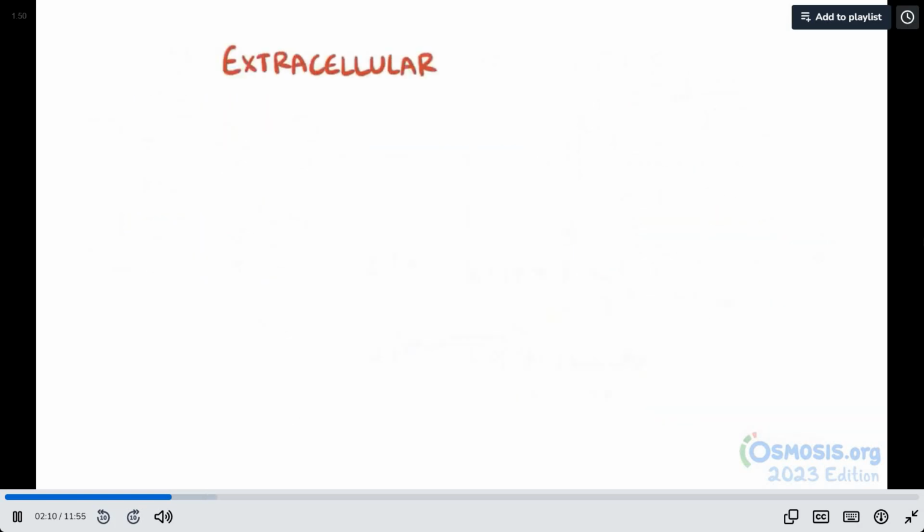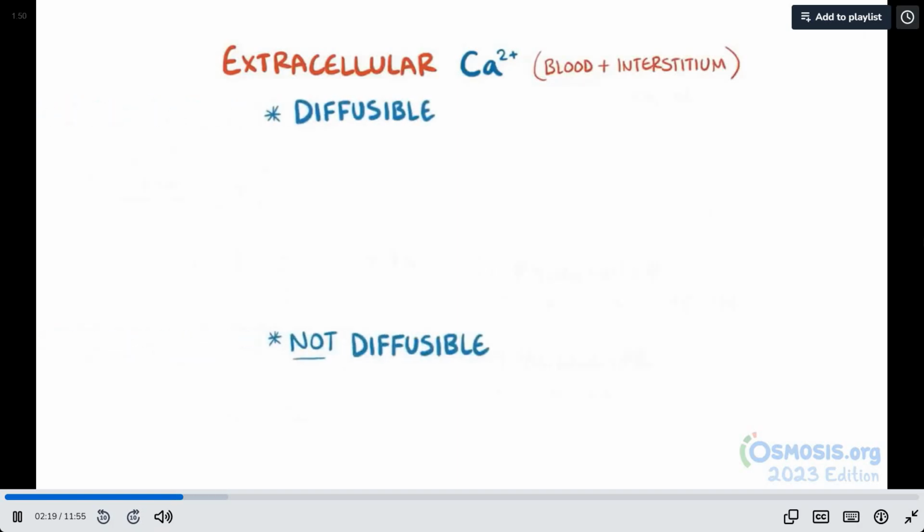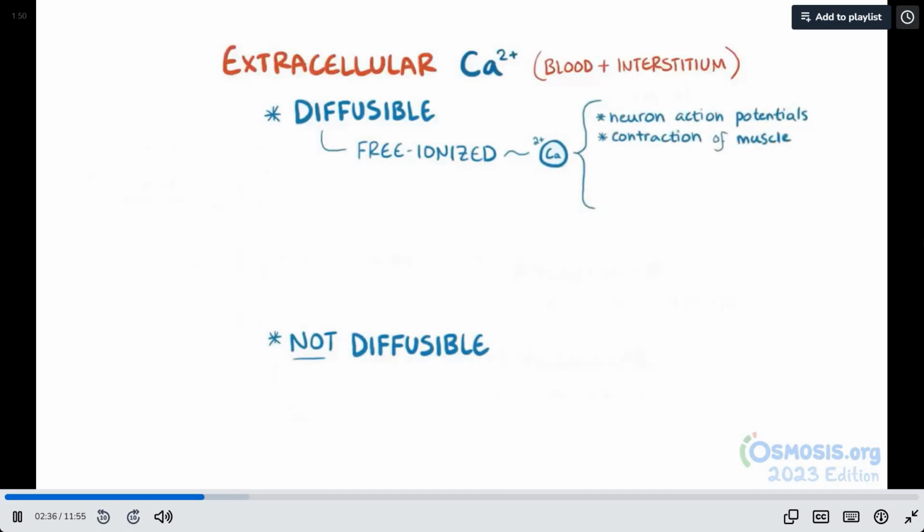Now, the majority of the extracellular calcium, the calcium in the blood and the interstitium, is split almost equally between two groups, calcium that's diffusible and calcium that's not diffusible. Diffusible calcium is separated into two subcategories: free ionized calcium, which is involved in all sorts of cellular processes like neuronal action potentials, contraction of skeletal, smooth, and cardiac muscle, hormone secretion, and blood coagulation, all of which are tightly regulated by enzymes and hormones.